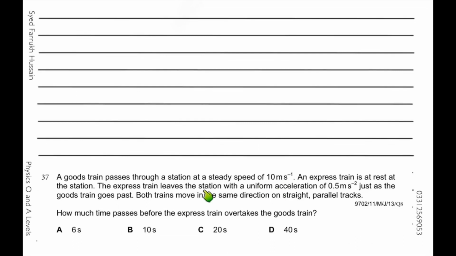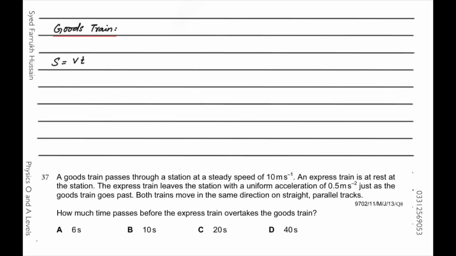In this case, there are two trains, a goods train and an express train. The goods train has a constant speed of 10 meters per second for time t, and the express train was initially at rest and accelerates with 0.5 meters per second square, and both trains come to the same point in time t. Of course they will travel the same distance when they meet. So you have to find the time it takes for the express train to overtake the goods train, right?